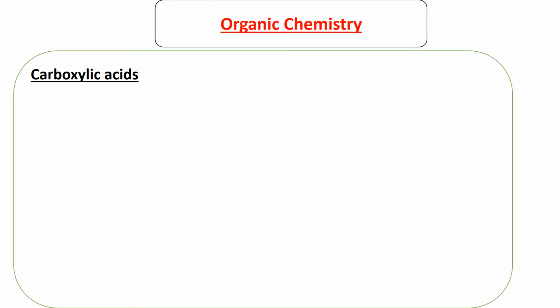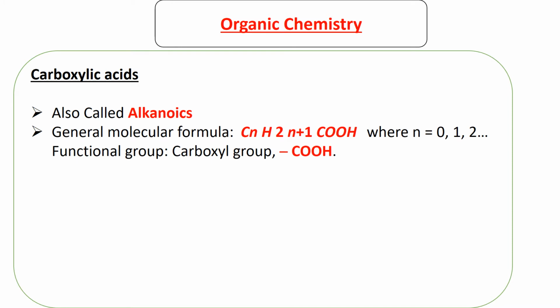So, carboxylic acids are also known as alkanoic acids. Their general molecular formula is CnH2n+1COOH. The COOH is the functional group of this family. They all end with the words "anoic acid".